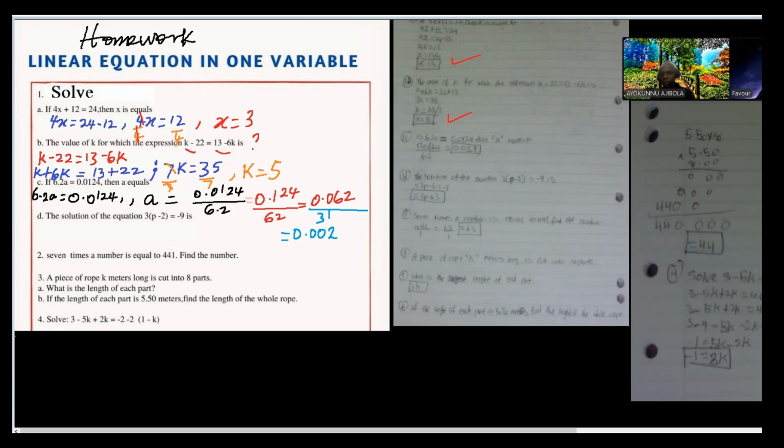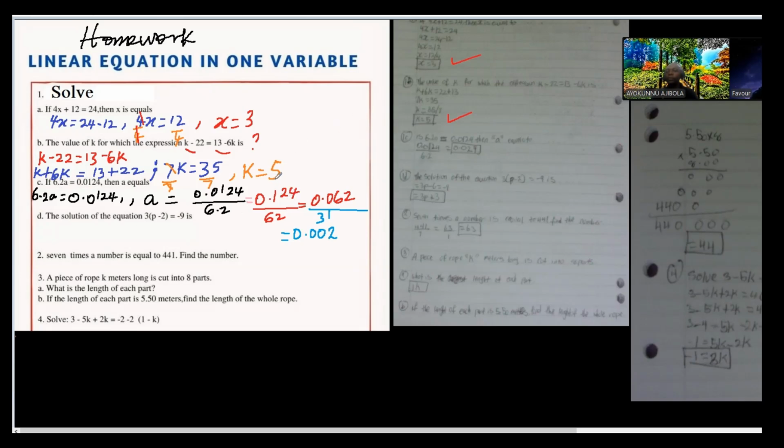But is that consistent with your answer? You got 0.024, right? Yes. How did you do it? I divided 0.0124 by 6 instead of 6.2. You were supposed to divide by 6.2. Is that clear? Yeah.